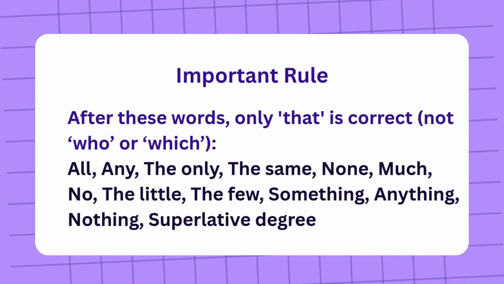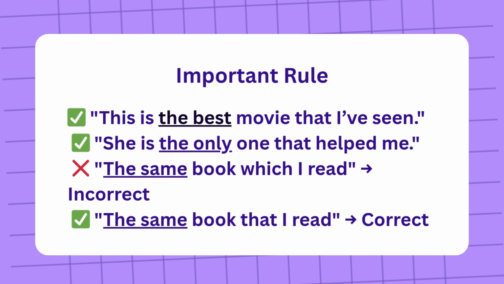There is a rule. If you see words like all, any, the only, the same, none, much, no, the little, the few, something, anything, nothing, or a superlative degree, the best thing is to always use that. For example, this is the best movie that I have seen. She is the only one that helped me. The same book which I read is incorrect because after the same we need to use that. The same book that I read is correct.